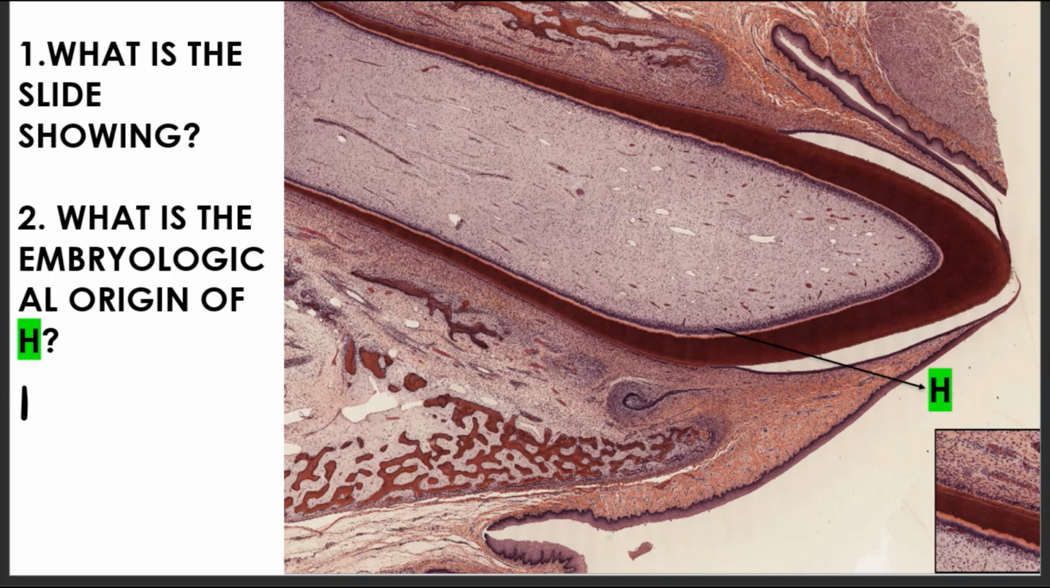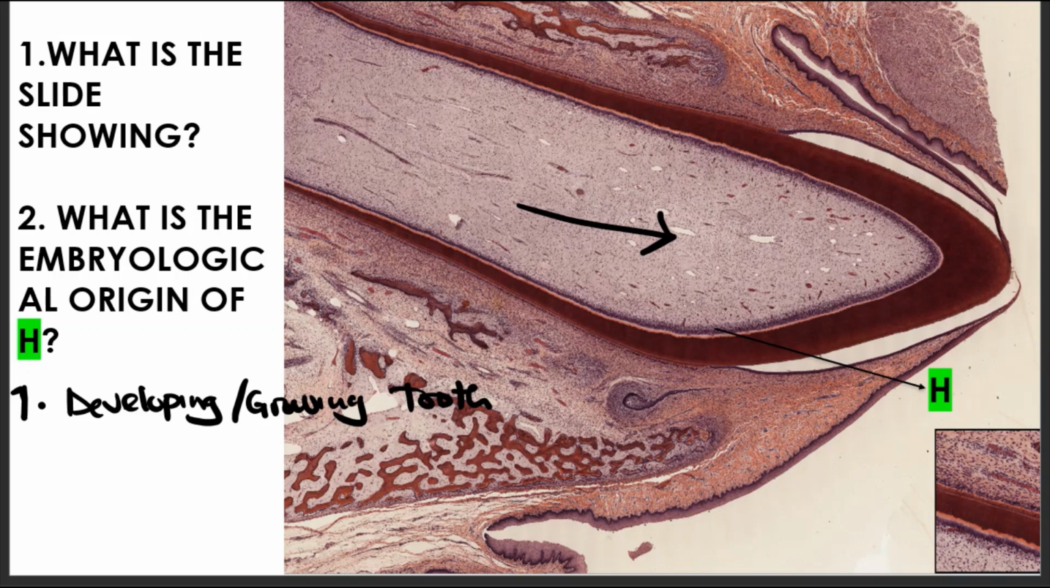What is this slide? This slide is the growing tooth or developing tooth. So this is the tooth here that is growing. And you can see this is the gum, which is lined by stratified squamous epithelia. So this is stratified squamous epithelia there.